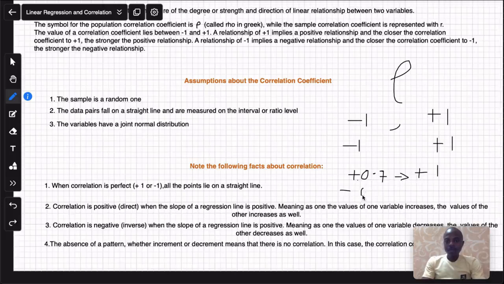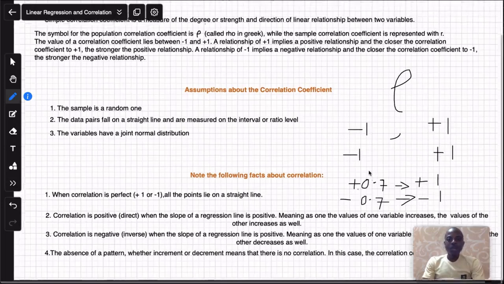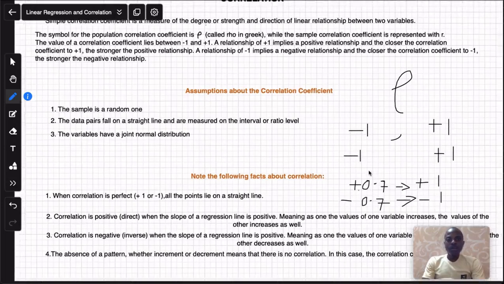But from -0.7 to -1, strongly negative. All right, so now it could be any other thing. Perhaps it may be 0.6 something. Yes, they also show some relationship between the variables when you have those kinds of coefficients, but it's not as strong as when you have it to be this way.